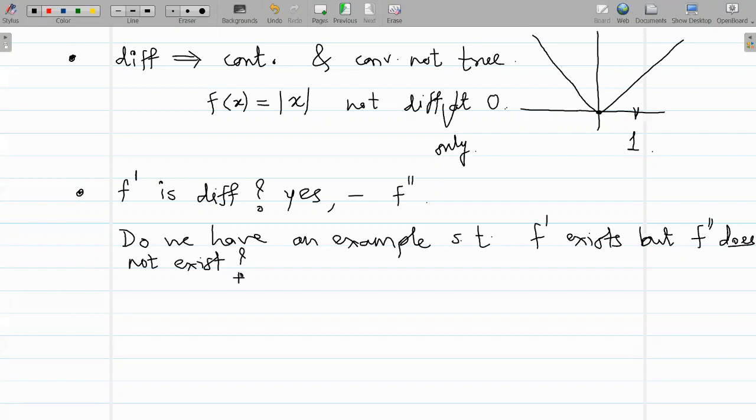Okay, can you define a function f in such a way that at one specific point, the derivative exists but the double derivative does not? It will be very specific, at a point. So what is the answer to this? Do we have such a function?